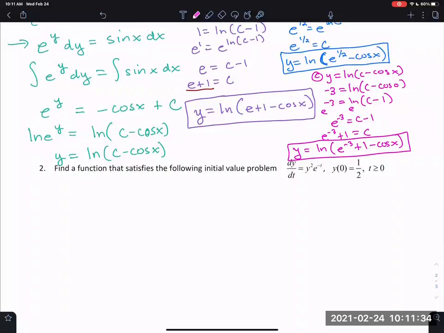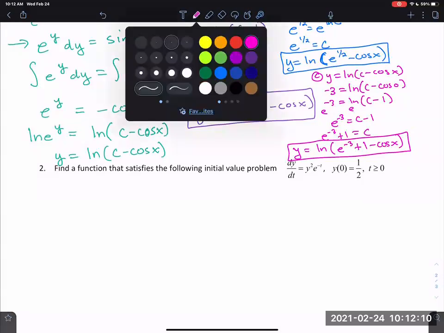Next example. Find a function that satisfies the following initial value problem. dy dx equals y squared times e to the -t. Initial condition is y of 0 is equal to 1/2, and t has to be greater than or equal to 0. Okay, so again, separable because two terms are being multiplied together. One has the y, one has the t. We're not mixing and matching. We're not doing plus and minus things. We can easily multiply or divide to move things around.